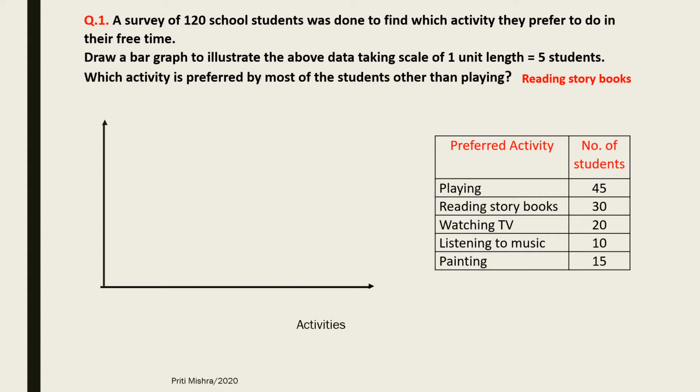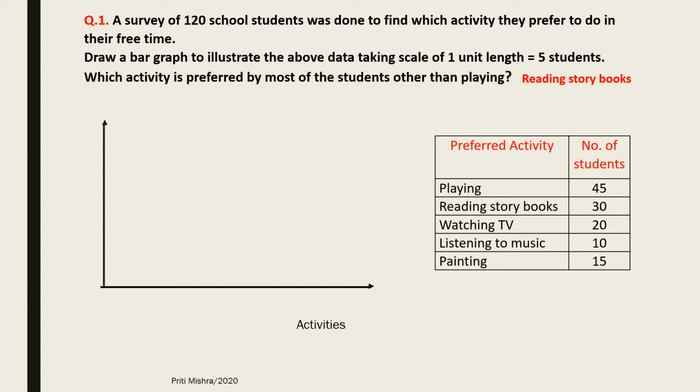Now just look at this. You can get an idea that reading storybooks is at the second highest number. It means the highest one, the most preferred activity, is playing. The second one is reading storybooks. So here is the answer for the question.